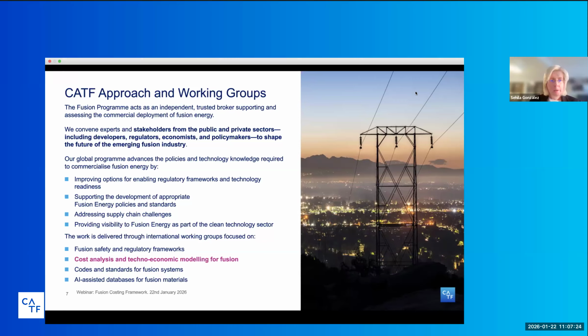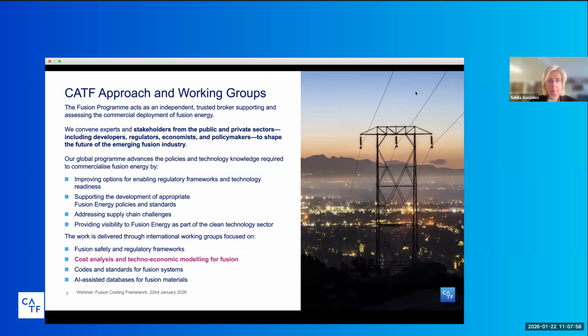We are focusing on a few major topics. We'll show you later where the cost is included, but just to give you an overview, we are working on regulatory framework for fusion, supporting the development of appropriate fusion energy policies and standards, addressing some supply chain challenges, and providing visibility to fusion energy as a part of the clean technology sector. Because again, fusion is becoming a real thing and needs to be discussed at that level.